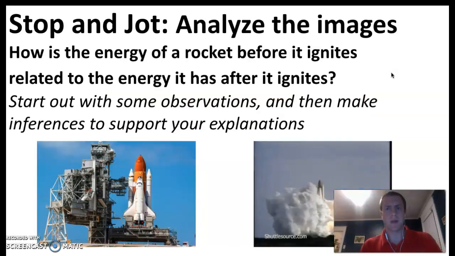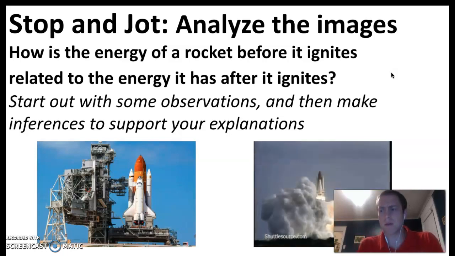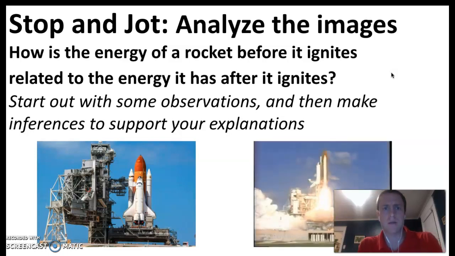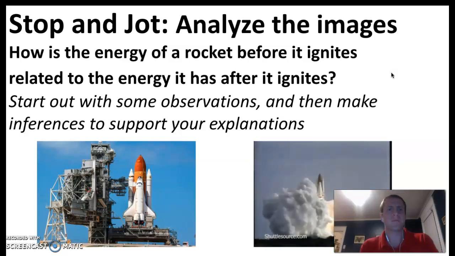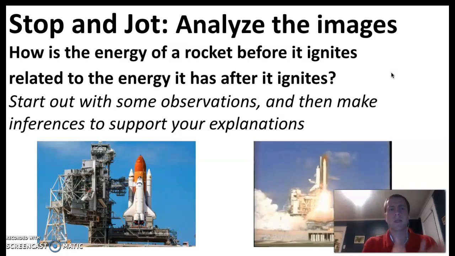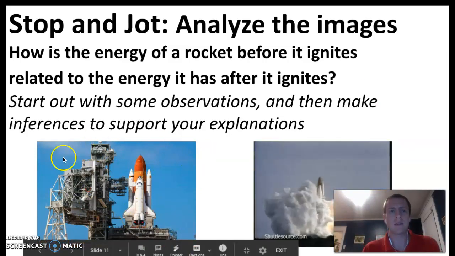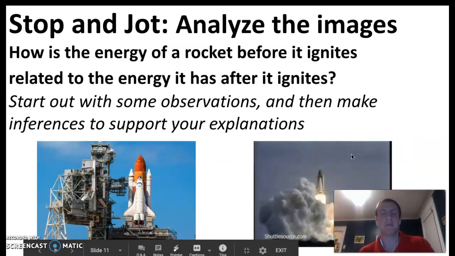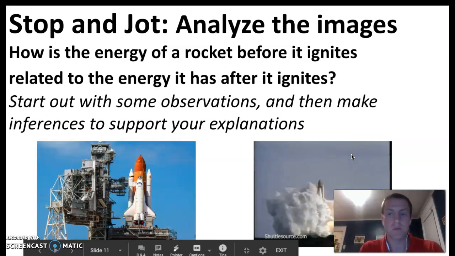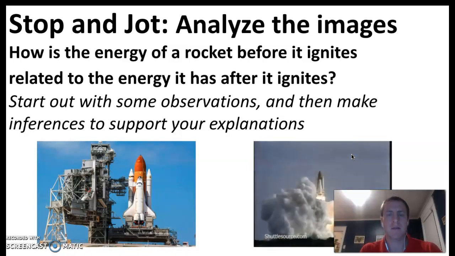So next step. Here's a stop and jot. So in the stop and jot now, either on pencil and paper or in your guided notes, you're going to take a look at both these images here. How is the energy of a rocket before it ignites, like the picture on the left shows, related to the energy it has after it ignites, meaning after it basically starts to rise up into the sky? How are they related?